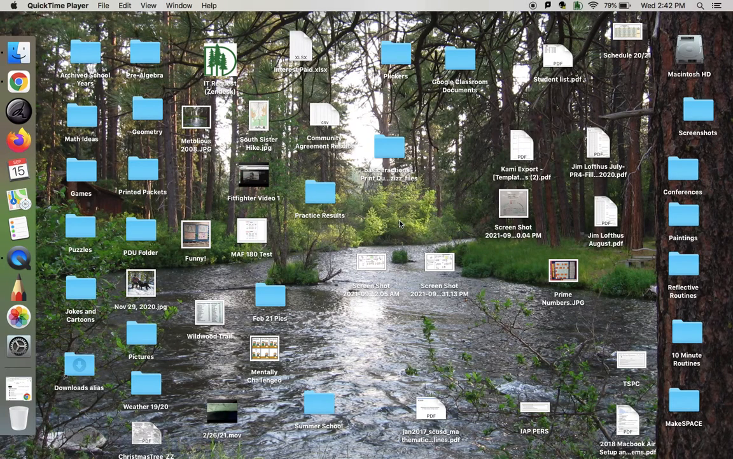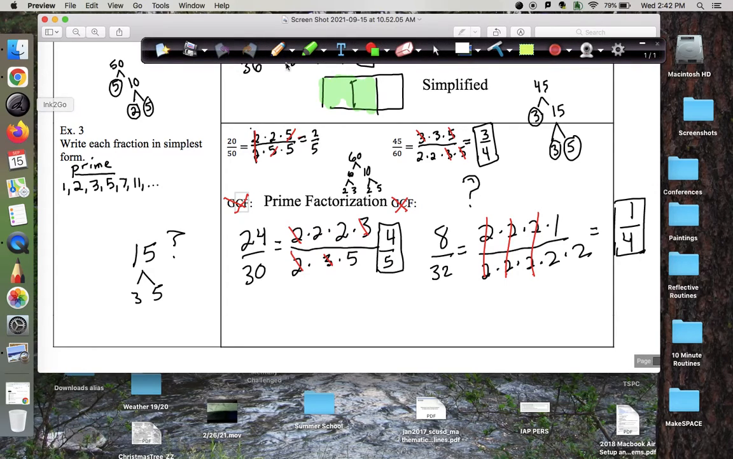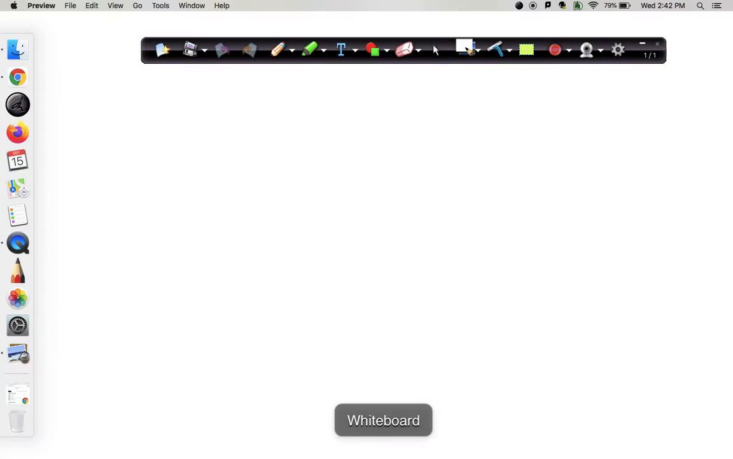This is a recap for Wednesday, September 15th. So today we learned about a fourth way that we could simplify fractions, and that is through prime factorization. So here's the problems that we did, and I'll do a few more here on top of this. So in case you're wanting to catch up and you want an example of this, here it is.